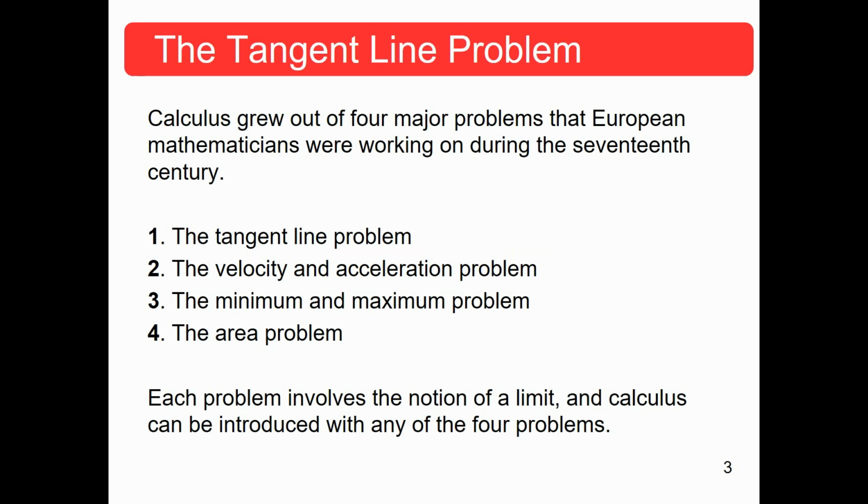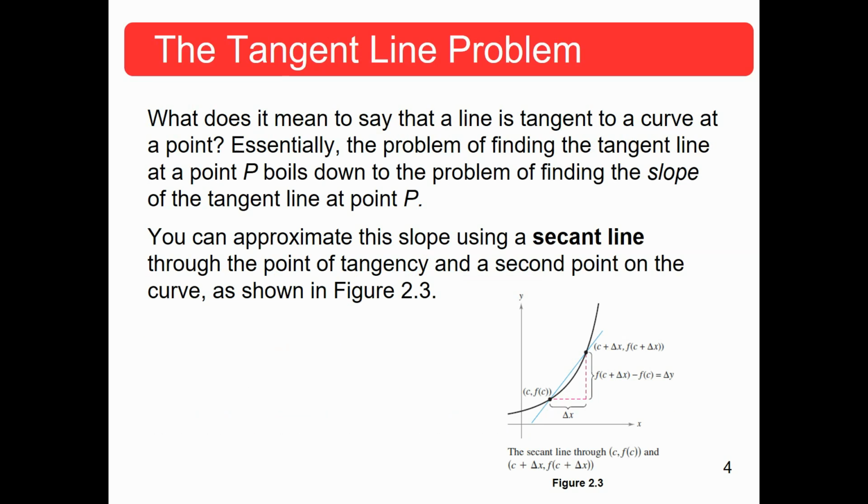and the area problem. Now, each of these problems involves the notion of a limit, and calculus can be introduced with any of these problems. And what does it mean to say that a line is tangent to a curve at a point? Now, essentially, the problem of finding the tangent line at a point really boils down to just finding the slope of that line, right? You've got a point. What you need is the slope to actually give you the equation of the line.